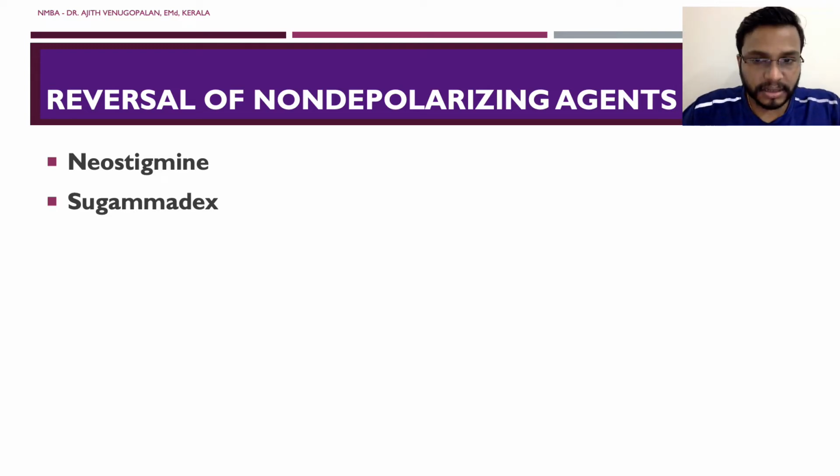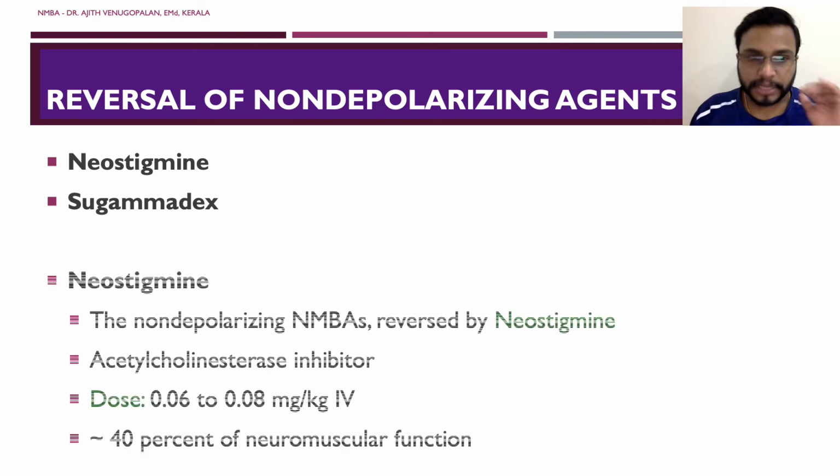Hence, certain drugs have been introduced which will help in reversing the agent. The two drugs are neostigmine and sugammadex. Neostigmine has its own concern because it can only reverse up to 40% and it cannot produce full reversal. Hence, the newer drug, that is sugammadex. Now coming to neostigmine per se.